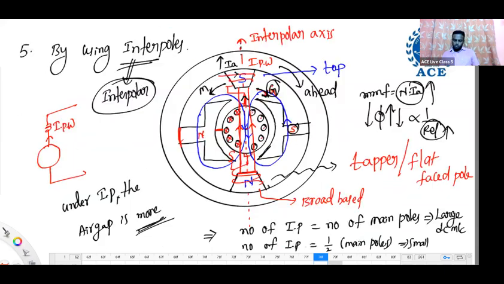Okay, so this is about the methods to reduce the effects of armature reaction. See, whether it is generator or motor, the interpole is the same here, south only. At the top, south only will be there.